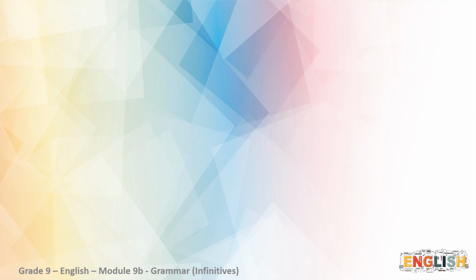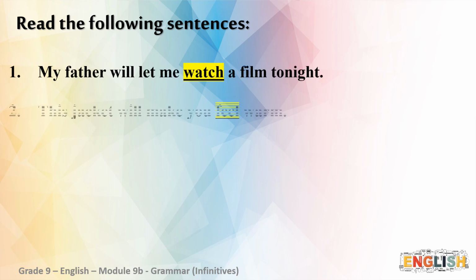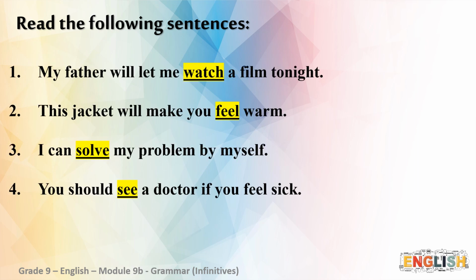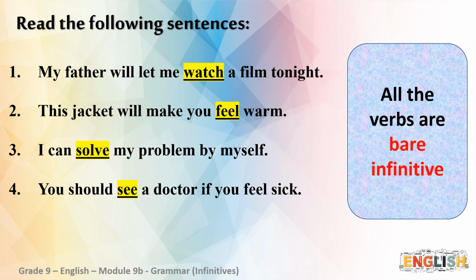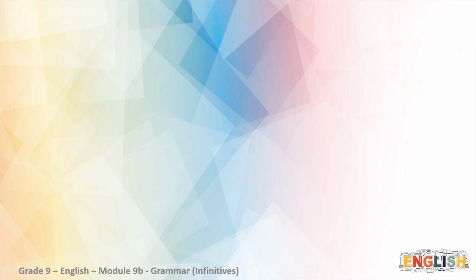Now we will move to the second part of the infinitive. So please read the following sentences. Now, what do you notice about the highlighted verbs? You are right. All the verbs here are bare infinitive, which means verbs without any addition. Now, after we learned about how to form the bare infinitive, let's find its use.